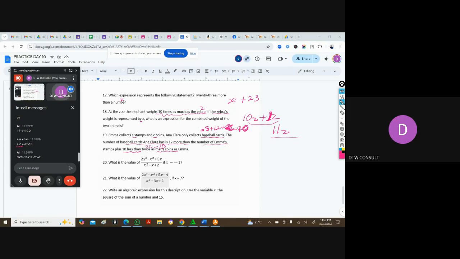So yes, this question is teaching us how to use more than and less than. And you will notice that when we're using more than and less than, the number attached to it always comes before. Can you see 12 more than the number of Emma stamps? So if Emma stamps is S, more than means plus 12. Then here it says another plus 10 less than twice the coins that Emma has, so it will be 2C minus 10. So that's what we have.